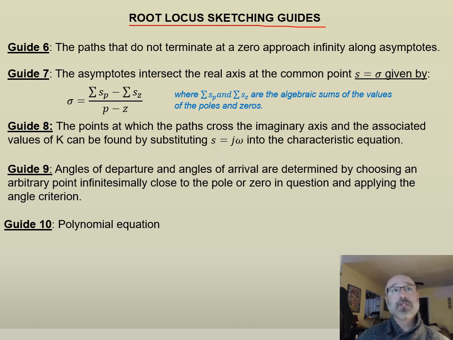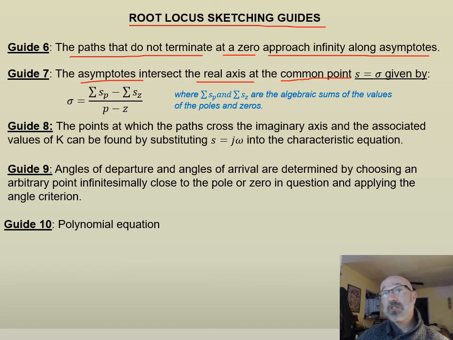Guide 6 tells us that the paths that do not terminate at zeros approach infinity along the asymptotes. Guide 7 tells us that the asymptotes are going to intersect the real axis at a common point. Guide 8 tells us that the points at which the paths cross the imaginary axis and the associated values of k can be found by substituting s equal to j omega into our characteristic equation.